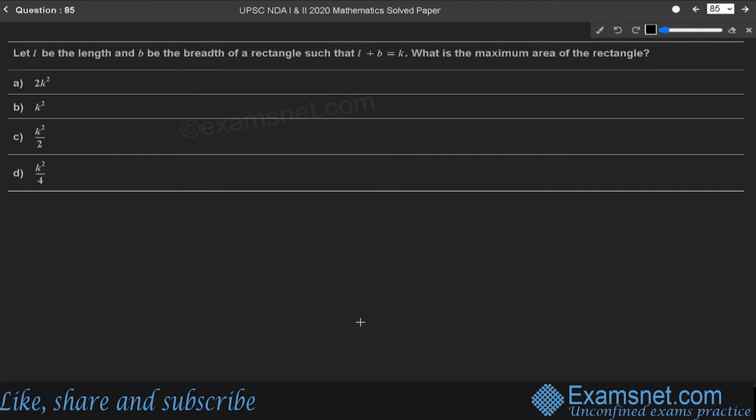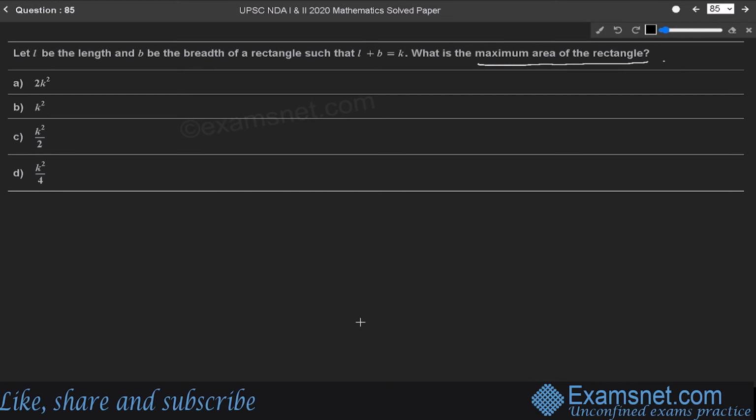Next question is, let L be the length and B be the breadth of a rectangle such that L plus B is equal to K. What is the maximum area of the rectangle? See, here comes a very different and interesting question. It is a very unique question and different from all the questions. We have to find the maximum area of the rectangle. Can you tell me what is the formula for the area of a rectangle?